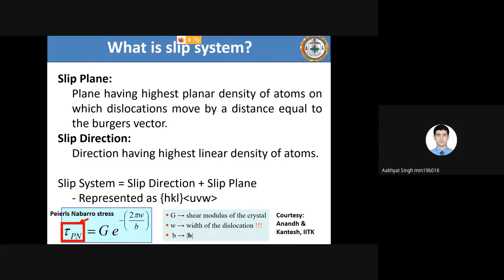Yes. So basically, A must be much less than B. No, that's what I said. See, A, I corrected it. A is nothing but the spacing between the planes, right? So now, the spacing between the planes.